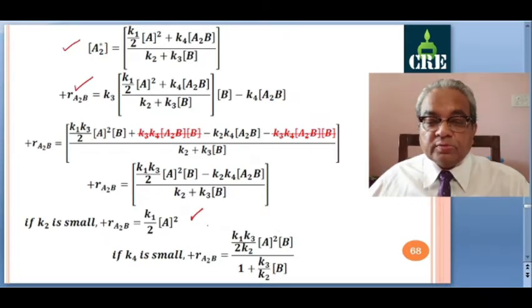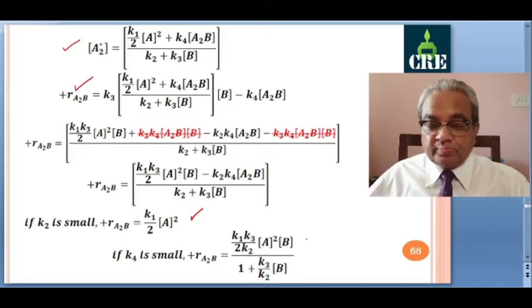B concentration terms divided by 2. I have divided by K2, so I will divide the denominator by K2. So we get 1 plus K3 by K2 into B.